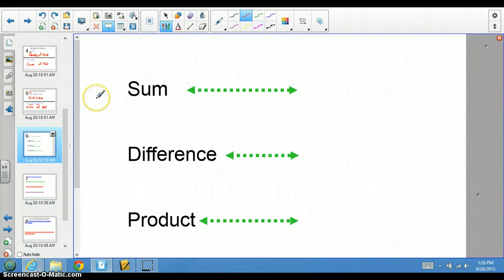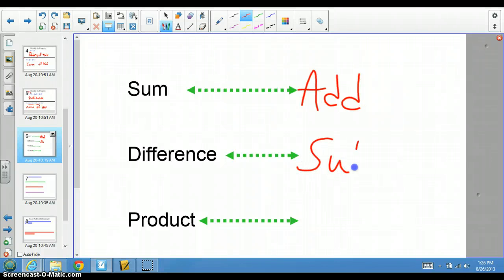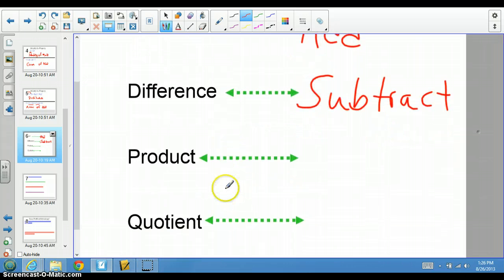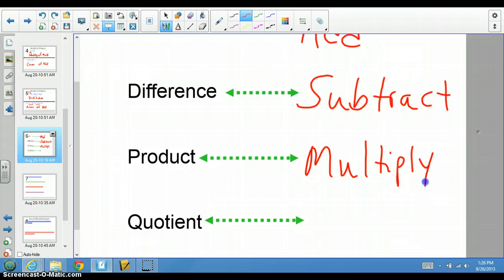Now this next slide deals with some language that we use in math. When we find the sum, that means we have added. So when you find the sum of two numbers, you have to add. When you find the difference, think about what we do. We find the difference. Subtract. The product means to multiply. And quotient means to divide.